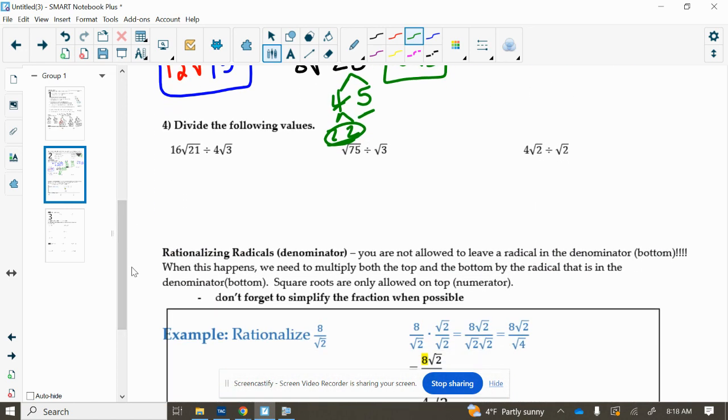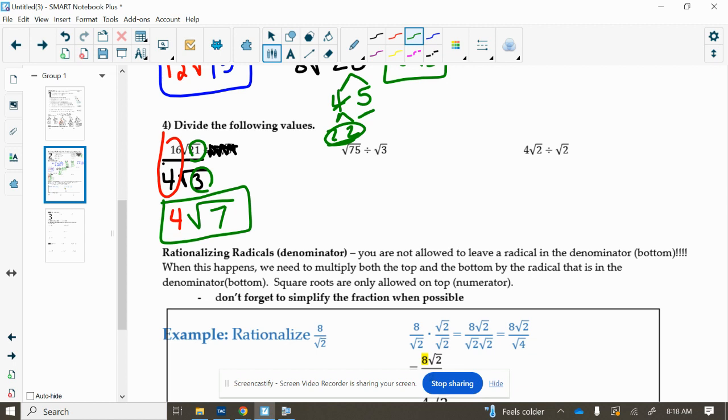All right, now dividing, again, you want to think about if I am writing this, I'm dividing 16 square root 21 by 4 square root 3. So I can divide these numbers on the outside. 16 divided by 4 is 4. And then these numbers get divided by each other. 21 divided by 3 is 7. Can't break that down anymore, so 4 square root 7 is our best answer there.